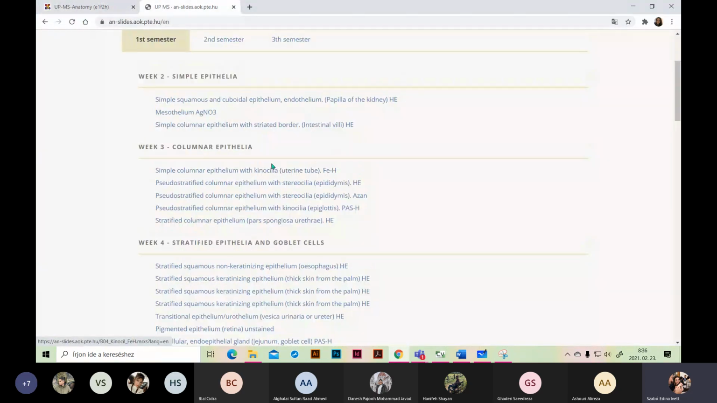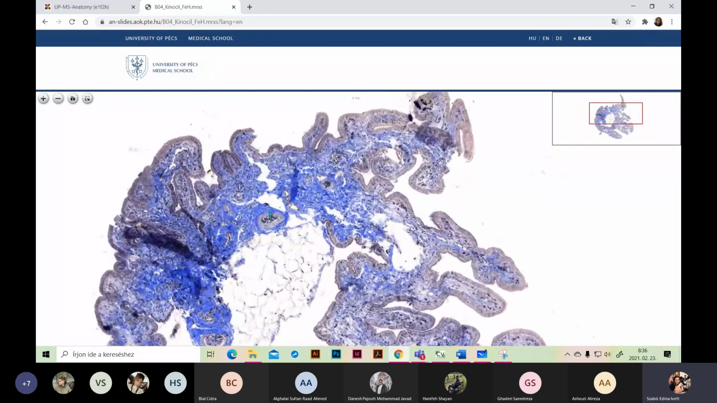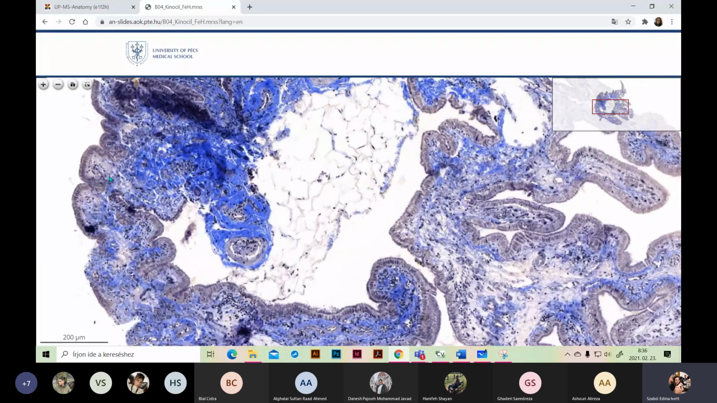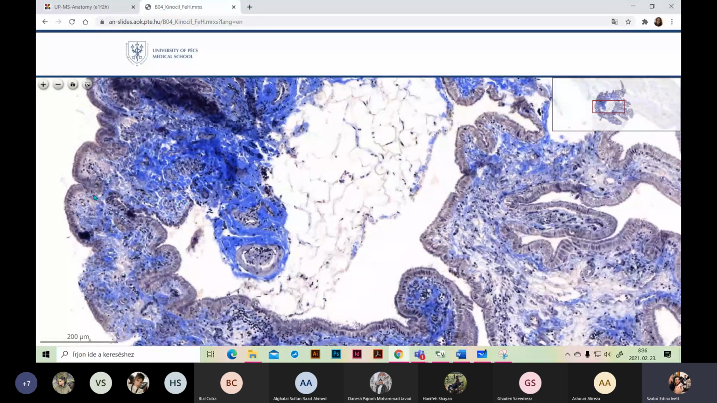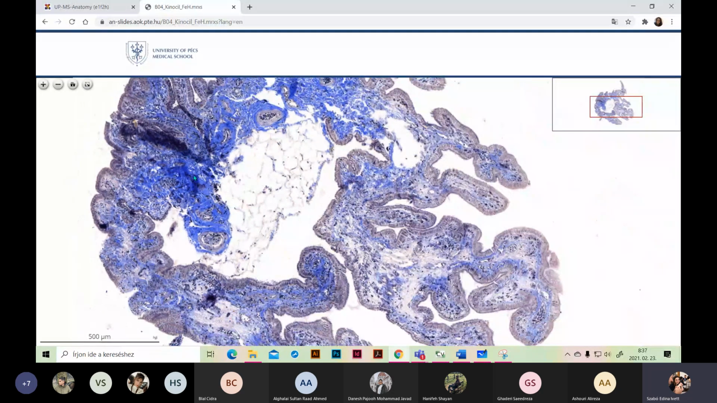Here you can see this slide. You see the blue color of hematoxylin and you see the black color of iron. And here you can see this folded mucous membrane with the epithelium and the underlying connective tissue. And in case of this slide, the hematoxylin has not a normal color.